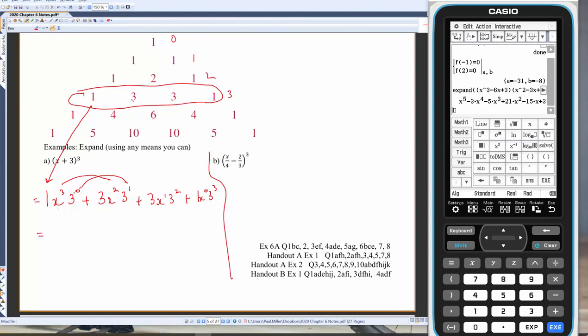Okay, so now let's clean this up. X to the 3, so 1 times x to the 3 is x to the 3, 3 to the 0 is 1, so the first term is x to the 3. This one here is going to be 3x squared multiplied by 3, which is in fact 9x squared. This one here is going to be 3 squared is 9, 9 3s are 27, x. This one here is going to be x to the 0, which is 1. 1 multiplied by 1 is 1. 3 to the 3 is 27, plus 27.